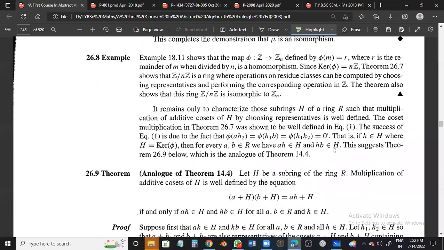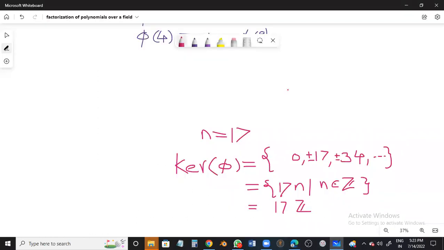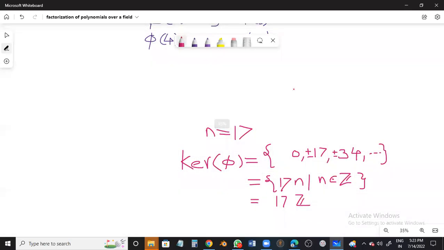So coming back to the sheet, you see what is written over here? Phi is from Z to Zn. In that case, the kernel of phi is nothing but nZ. Madam, how is the kernel of 123 equal to 3?